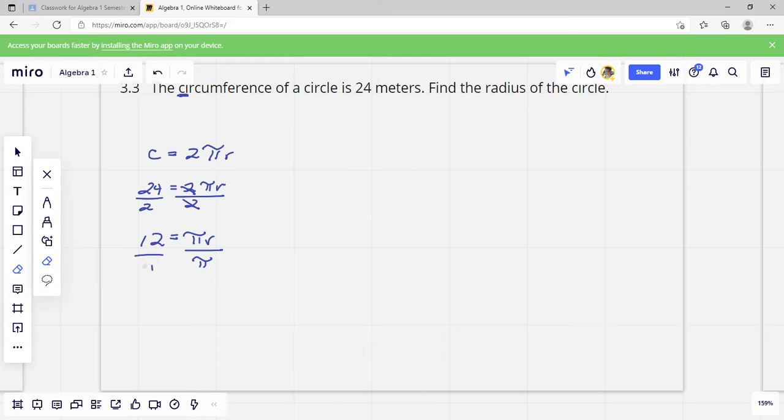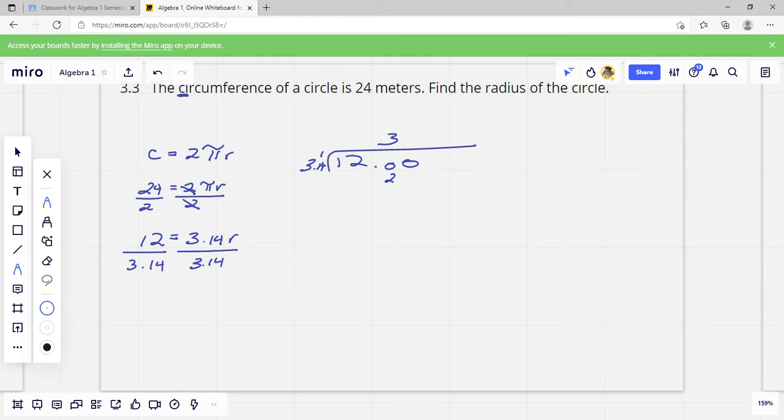Or we could go ahead and change pi into 3.14. So 12 equals 3.14 r. So we're going to divide by 3.14. So we're going to write 12 divided by 3.14. Give ourselves some room there. I'm going to say 3. 3 times 4 is 12. You can use a calculator on these, actually. 3 times 1 is 3, plus 1 is 4. 3 times 3 is 9. Well, that didn't work out. Let me see. I need to move that over.